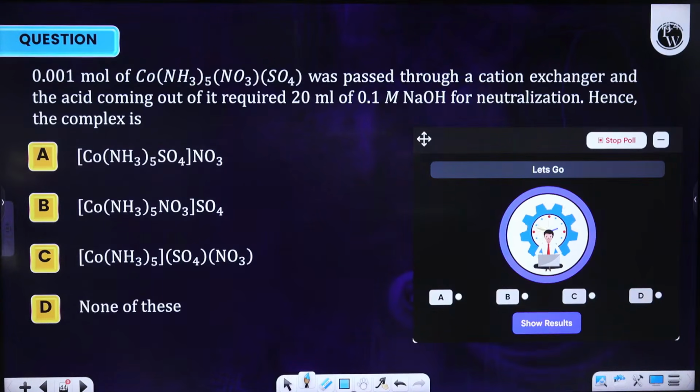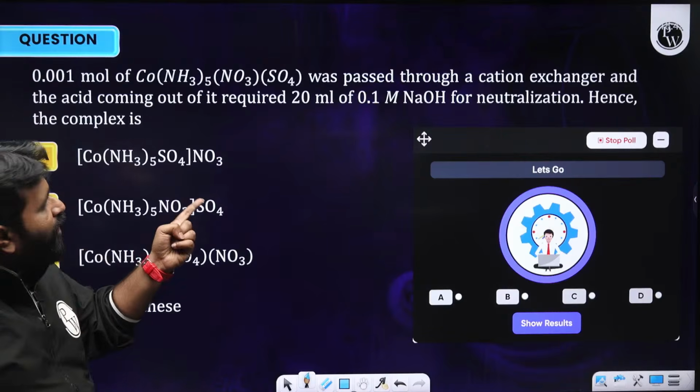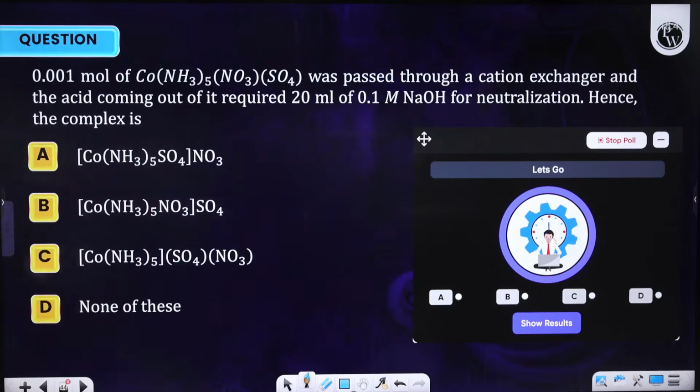0.001 mole of [Co(NH3)5NO3]SO4 was passed through cation exchanger, and the acid coming out of it required 20 ml of 0.1 molar NaOH for neutralization. Hence the complex is... Very easy question. See, they are not even wasting our time by asking us to do numericals. The question paper setter is a very good paper setter. Tell me, my dear students.